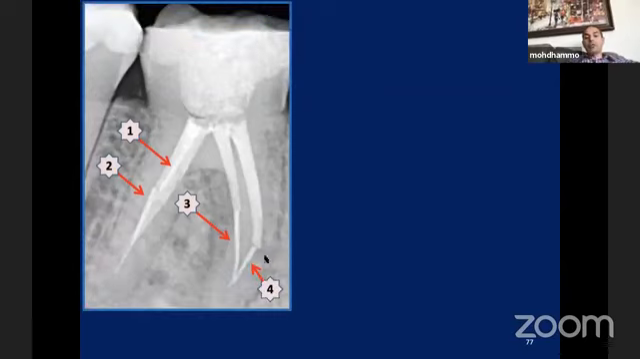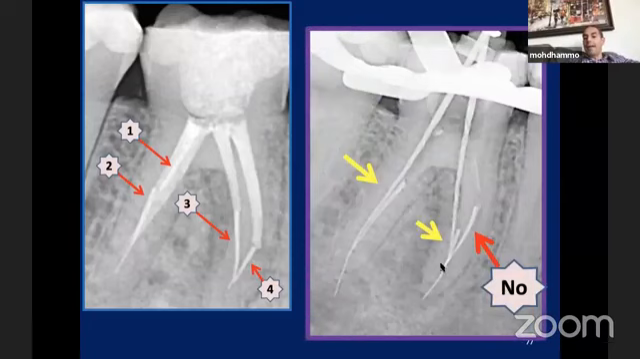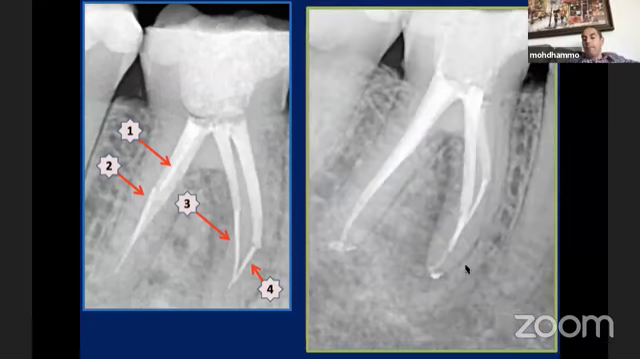I have 1, 2, 3, 4 broken instruments. I could not remove them. So I bypassed and then the obturation below. And the goal here is achieved because my goal is to reach the end of the canal. So it was done here.